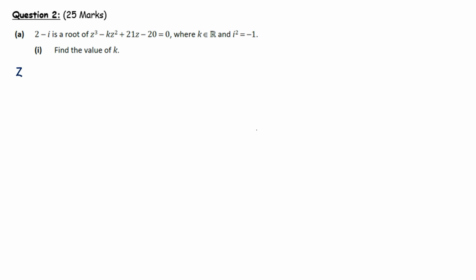So our roots when we're in complex numbers is z. We know that because if you look at your equation, the equation has z's instead of x's. So I'm going to sub this in. So 2 minus i cubed minus k times 2 minus i squared plus 21 times 2 minus i, and minus 20, and that should equal 0.